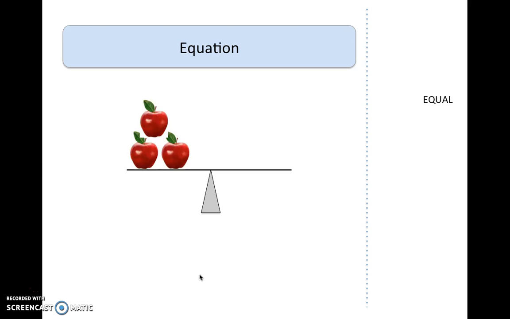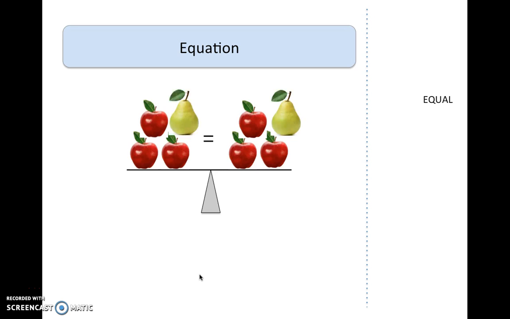Let's start with the word equation. Everyone knows the word equal. Two things are equal when they are basically the same, like 3 red apples on one side and 3 red apples on the other side are equal. We use the equal sign. Even if we add something on each side, both sides can still be equal if we add the same.